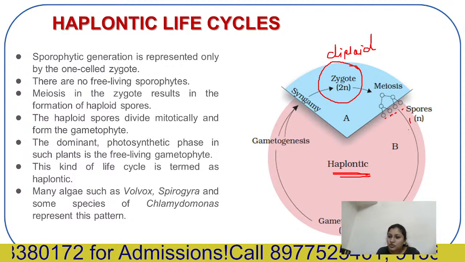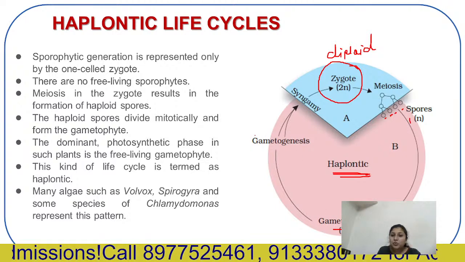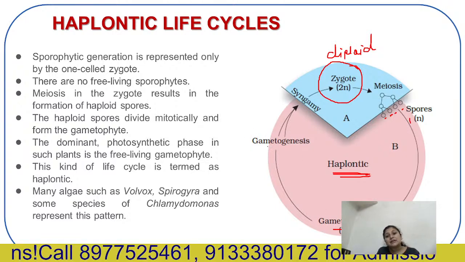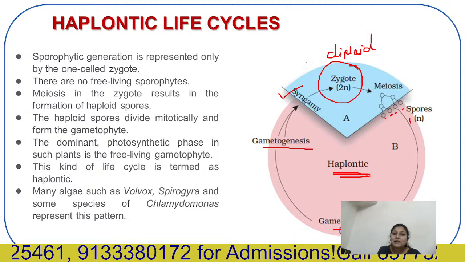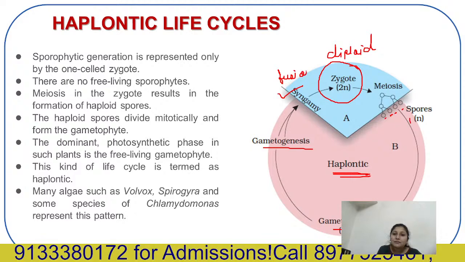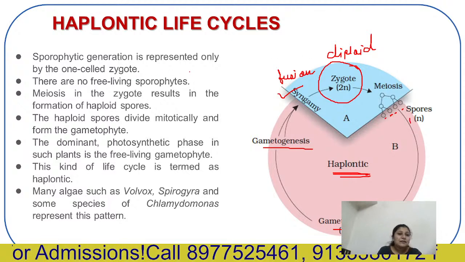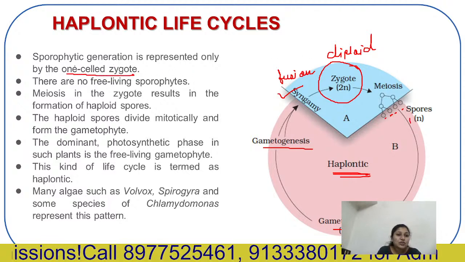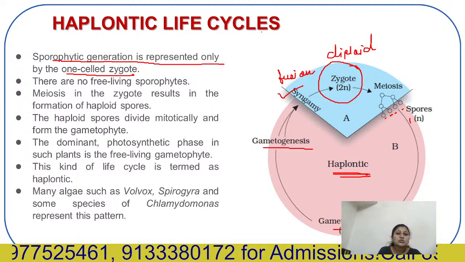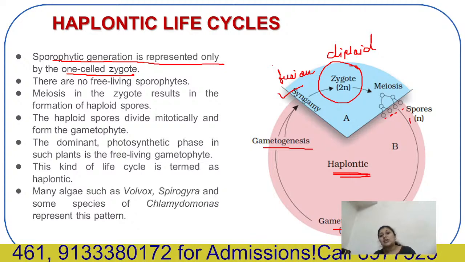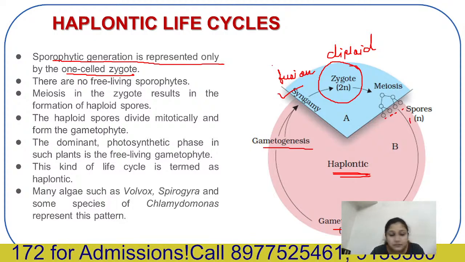These spores germinate and form the gametophytic body. And then after that, gametogenesis occurs. And when these gametes fuse, this fusion is called syngamy, which results in zygote formation. So the sporophytic generation is represented only by the one-cell zygote. That's why most of the life cycle is haploid. That's why it is called the haplontic life cycle.